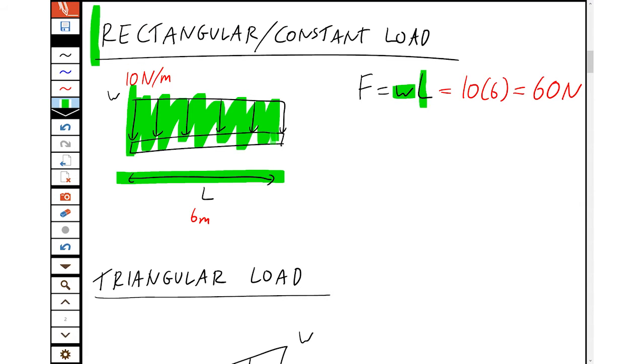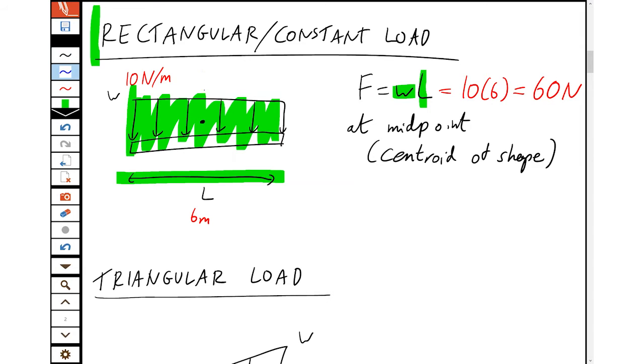So where do we put this force? Well, this is at the midpoint of the distributed load. It's actually at the centroid of the shape. And the centroid of the load, the center of the shape, is at its middle. So we now have this equivalent force acting at the midpoint, half the length from the edges.